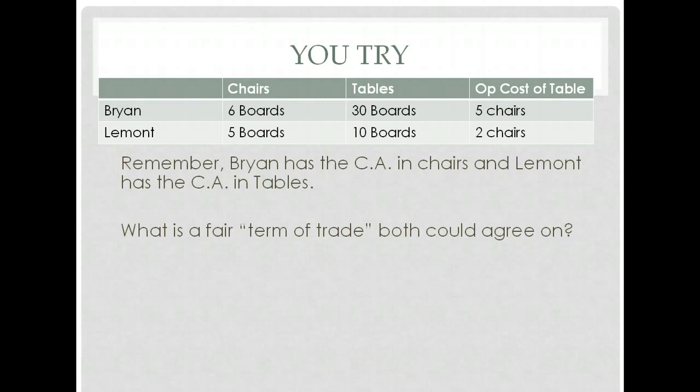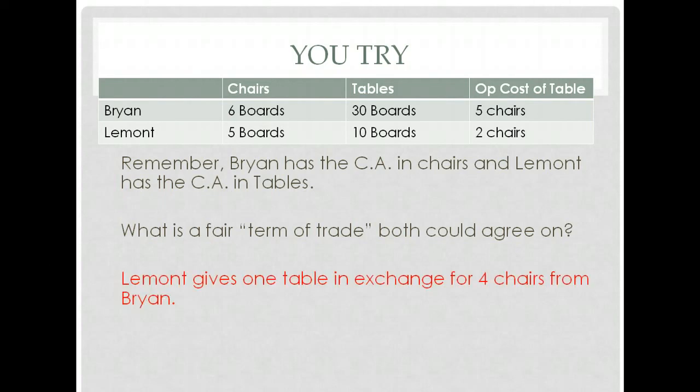All right, well, we know in this case that Lamont is going to produce the tables because he has the comparative advantage. So for every 1 table that Lamont produces, how many chairs can he ask for and how many can he expect to get back from Brian? Well, one answer might be that Lamont gives 1 table in exchange for 4 chairs. And again, why does that work for both? Well, in Lamont's case, his cost of producing 1 table is 2 chairs. So he's going to expect to get more than 2 chairs back.